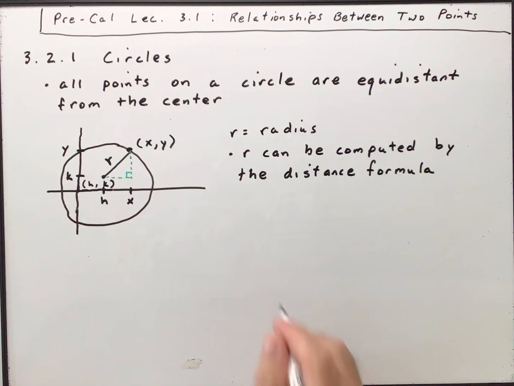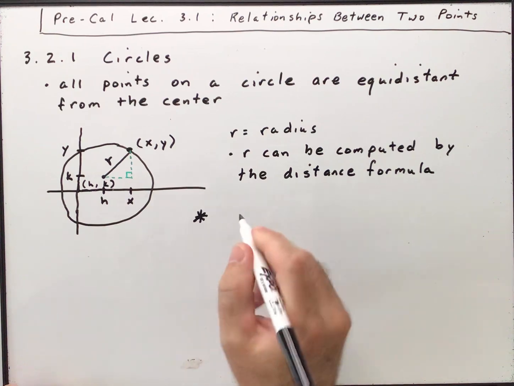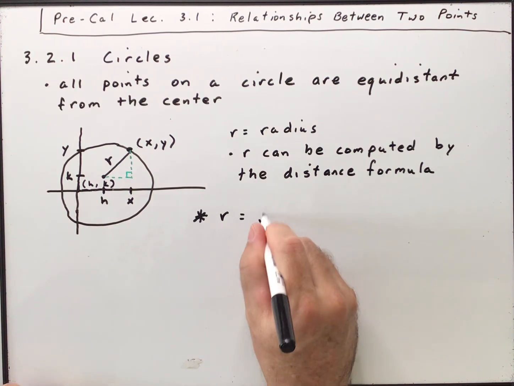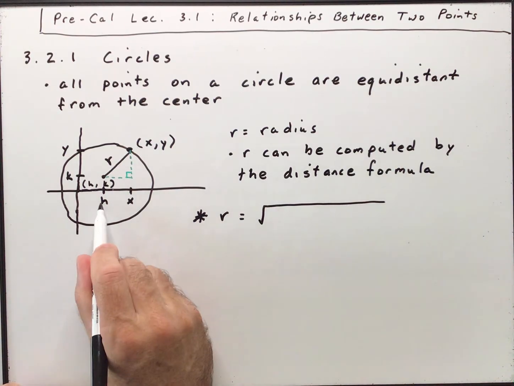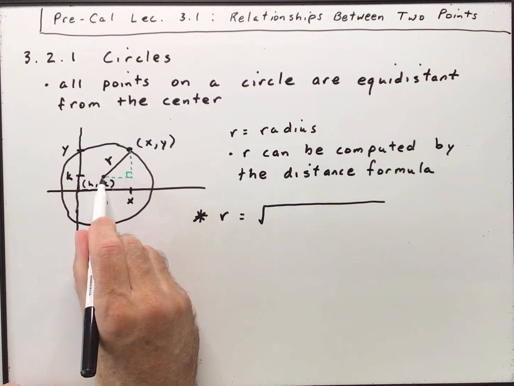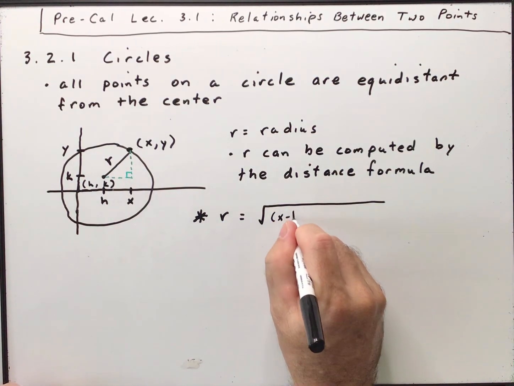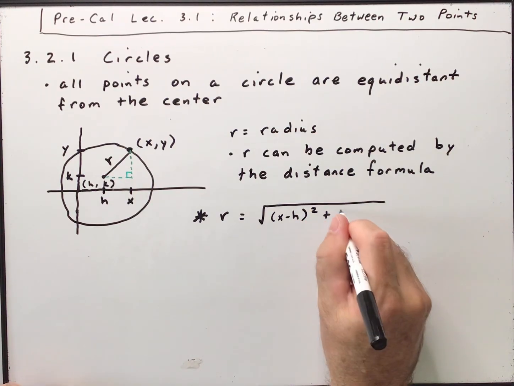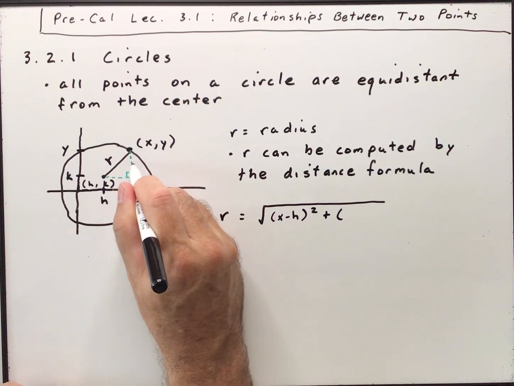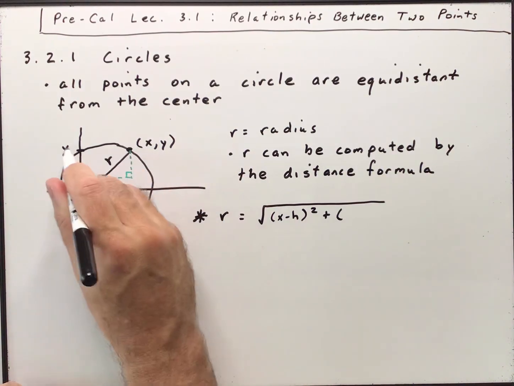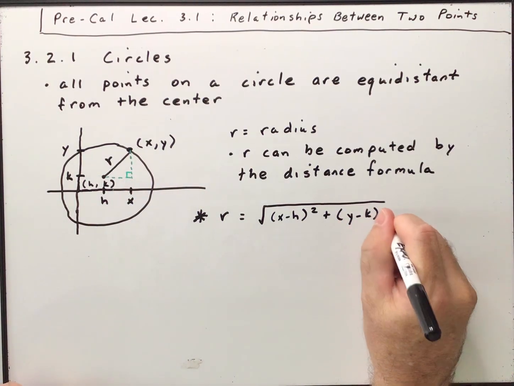Okay, so R, and you're going to want to memorize this, R is equal to the square root of X minus H. That base, that length from here to here is X minus H. So X minus H all squared plus the north to south distance for that leg of the triangle, right? So that's going to be Y minus K, all squared.